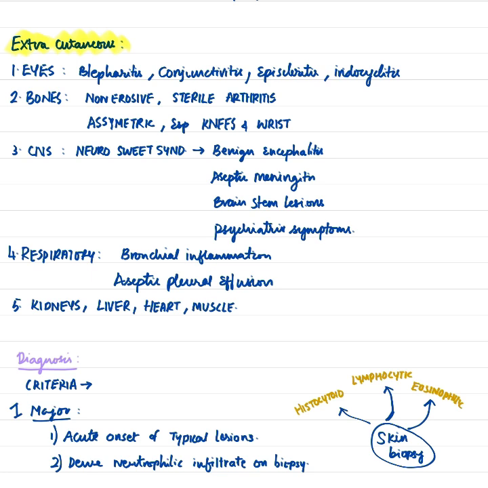Next, respiratory features are in the form of bronchial inflammation and aseptic pleural effusion, and other organs that can also be involved are the kidneys, the liver, the heart, and the muscles.